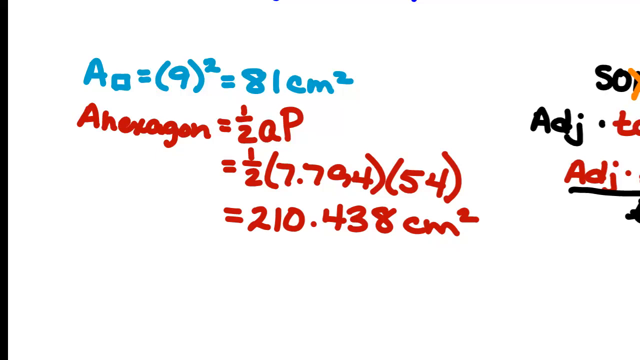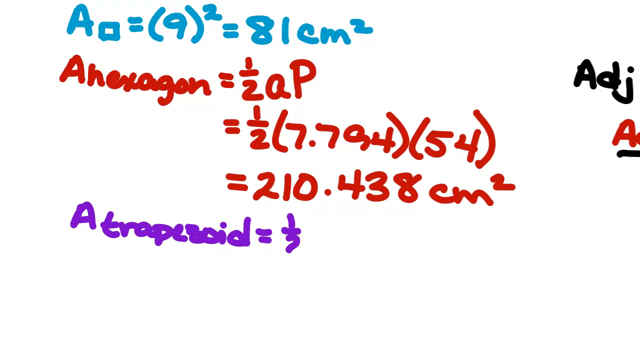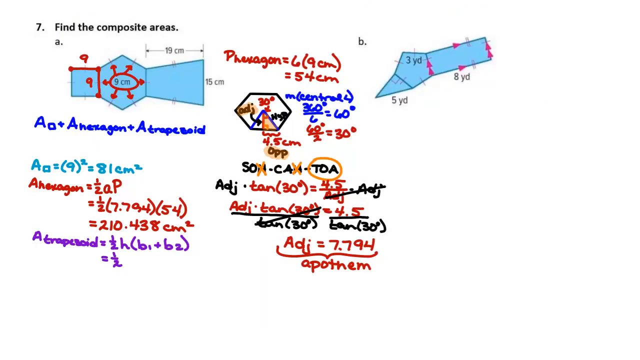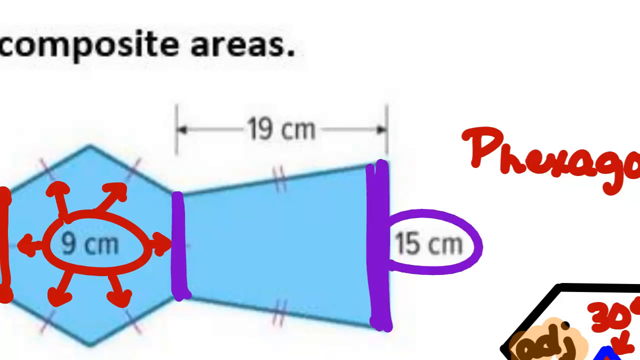So we have just the area of the square, we have just the area of the hexagon, and now we need the area of the trapezoid. Area for a trapezoid is 1/2 height times base 1 plus base 2. And the height is the distance between the bases. My bases on this trapezoid are this side right here and this side right here. I see that this base is 15 centimeters, so we're going to call that base 2.